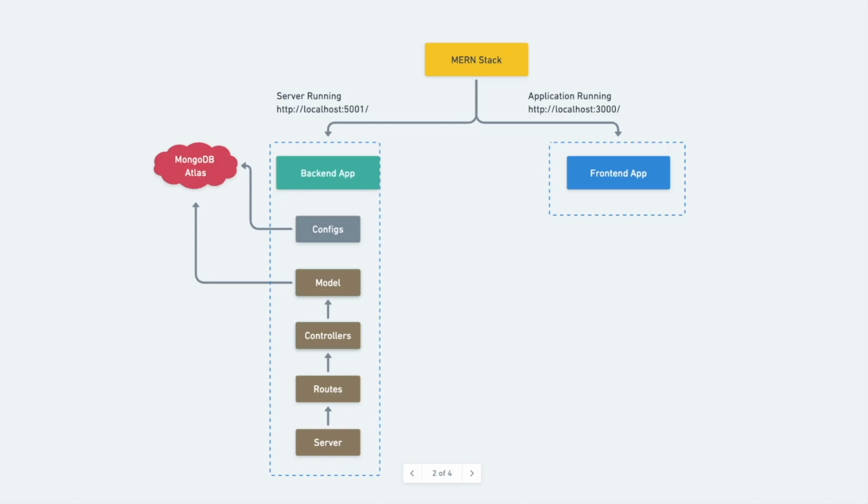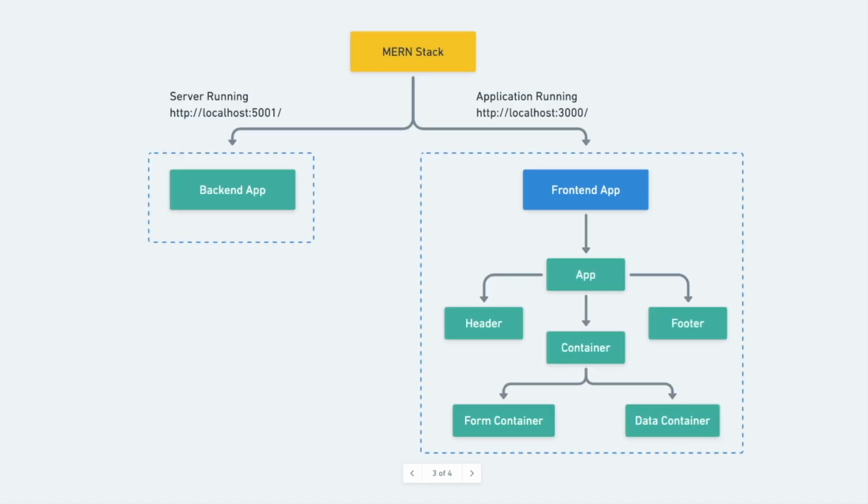Now let's take a deeper look at the front end side. So on the front end application, we are going to have our obvious app component which will contain three components: the header, footer and a container, and this container will actually contain two more components, which will be the form container and the data container. So the form container is the one which will take all the inputs and submit it to the backend system, and the data container will be the one which will display all the data that we have submitted.